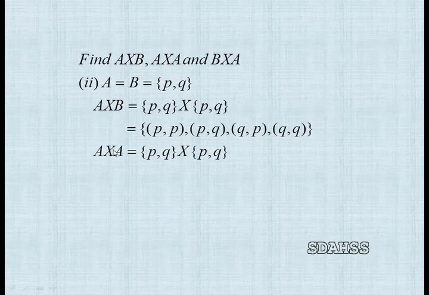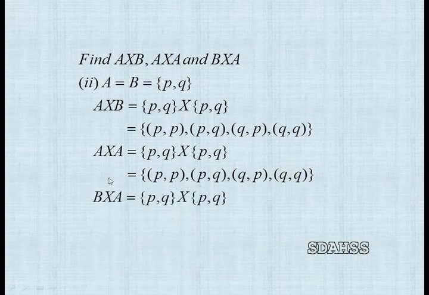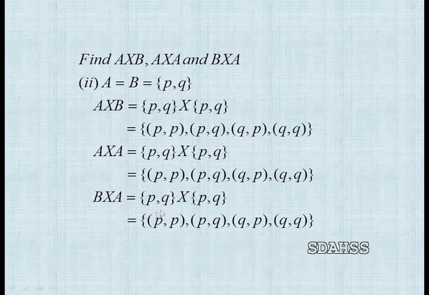Then find A cross A. A cross A is equal to, here the set A is {P, Q} and the set A is also {P, Q}. Find the Cartesian product. This can be written as (P, P), (P, Q), (Q, P), (Q, Q). Finally B cross A. Here B is equal to {P, Q} cross A is also {P, Q}. Find the Cartesian product between two sets, that is (P, P), (P, Q), (Q, P), (Q, Q).